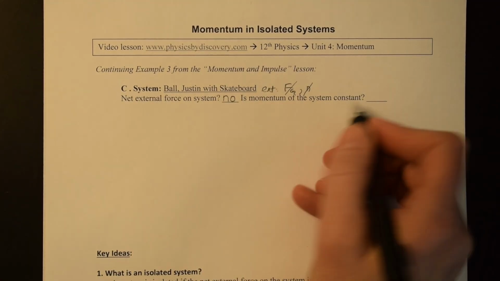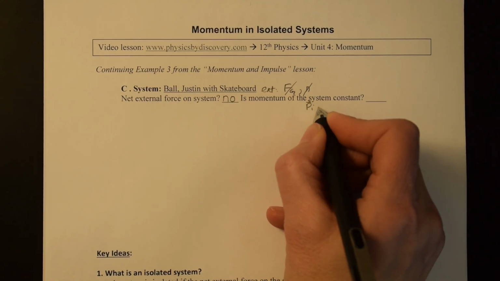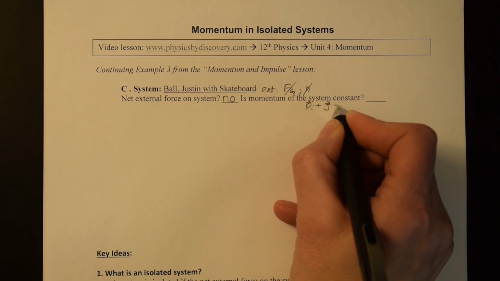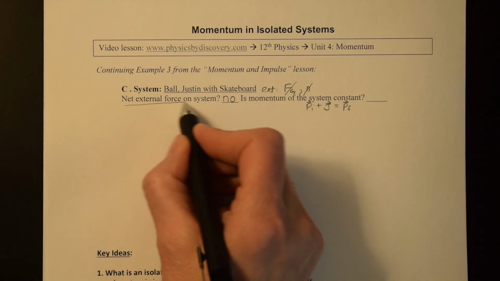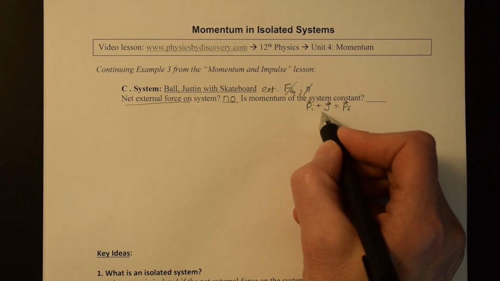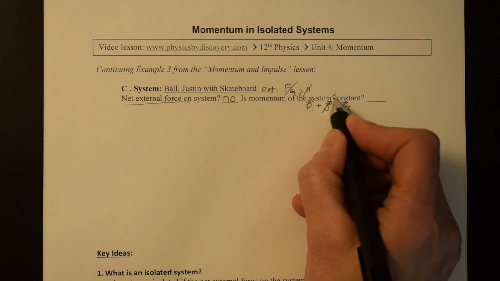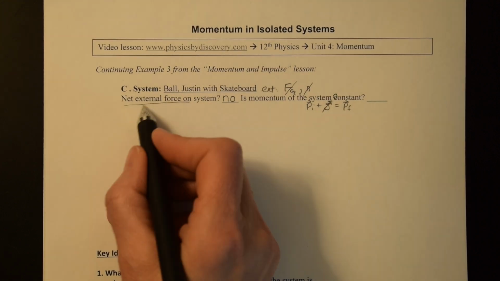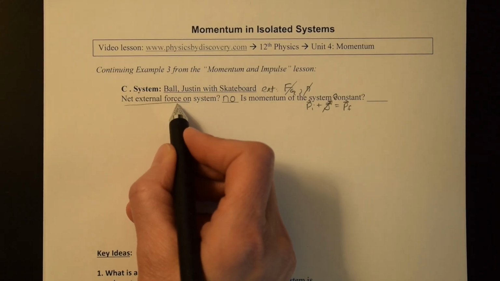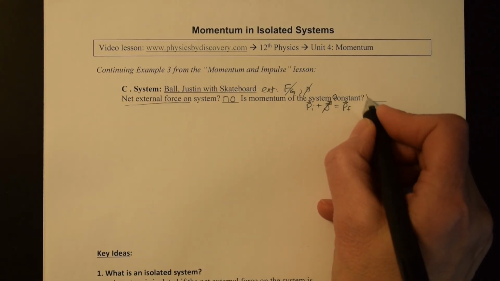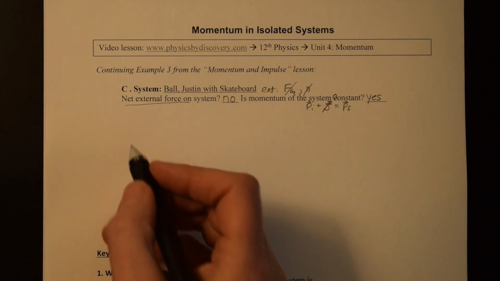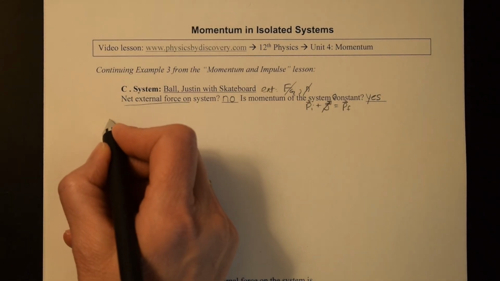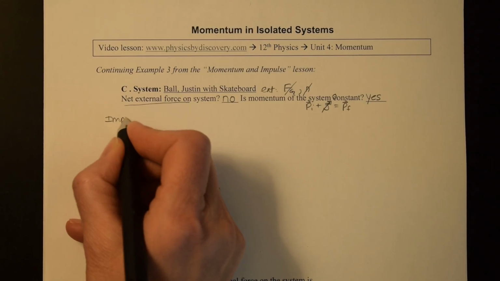So now, is the momentum of the system constant? Well, let's see. If the initial momentum plus the impulse equals the final momentum, and there is no net external force, then there is no impulse, because the impulse is the product of the net external force times the time interval. So now we can see that the momentum will be constant, and we're hopefully going to see that in this example. Okay, we are looking for the impulse on the system, the final momentum, and the final velocity.